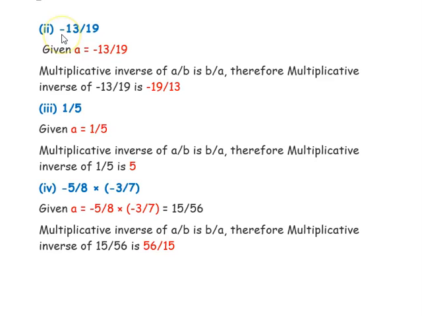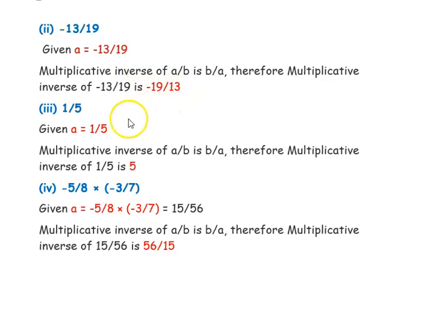So the second given question is negative 13 divided by 19. So A is negative 13 divided by 19. So we know that this is of the form A by B. So the multiplicative inverse of A by B is B by A. So we are interchanging the numerator and denominator. So it is minus 19 divided by 13. So the multiplicative inverse of minus 13 divided by 19 is minus 19 divided by 13.